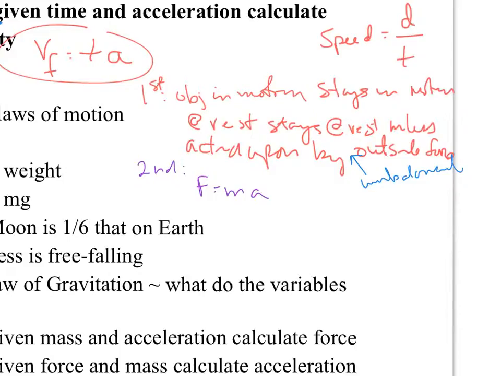The third law is that for every, I would do it like this. I'd say F, no, I can't do it that way. Okay, this is basically, for every action, there is an opposite and equal reaction. Goodness. For every action, there is an opposite and equal reaction.